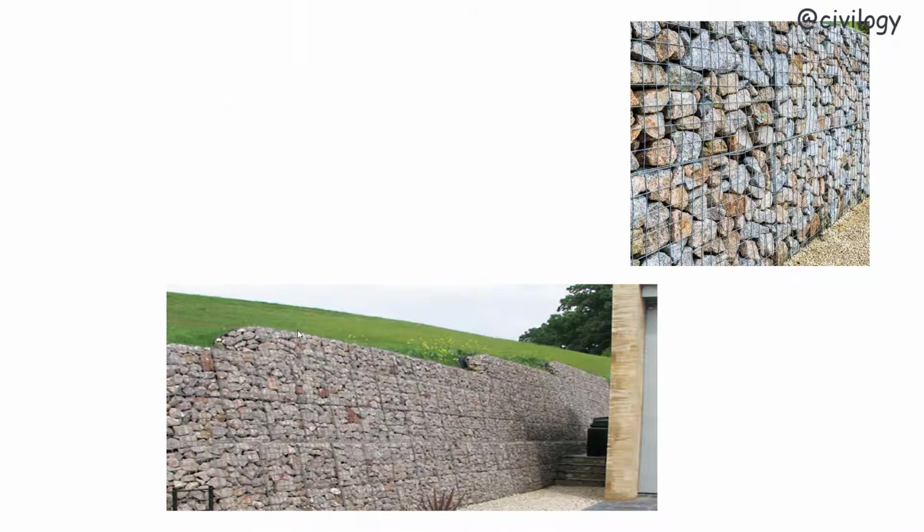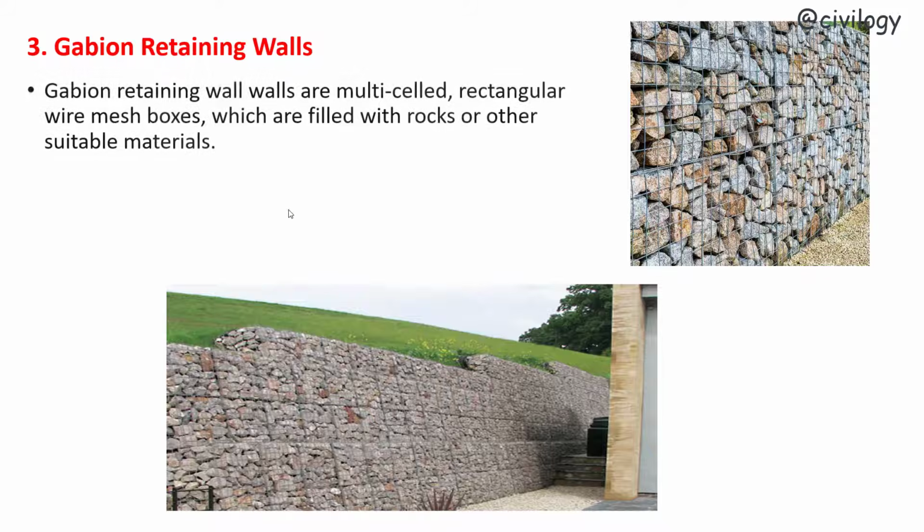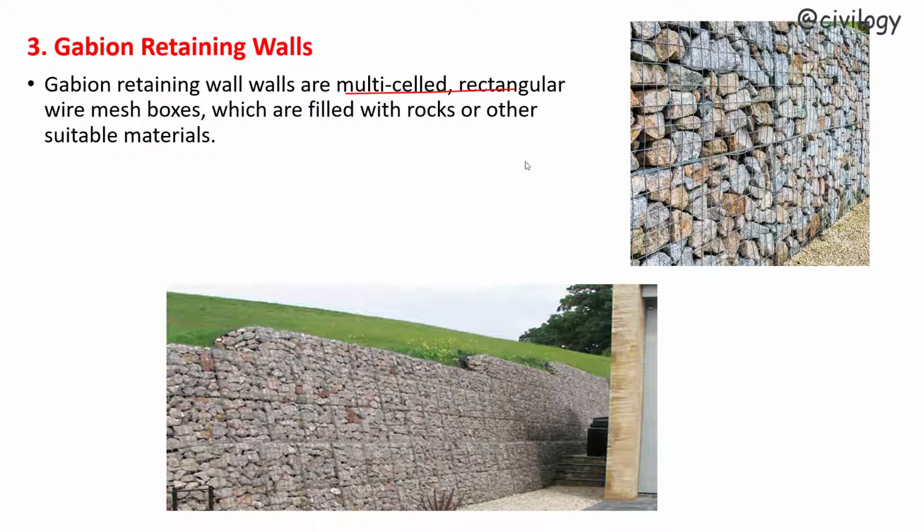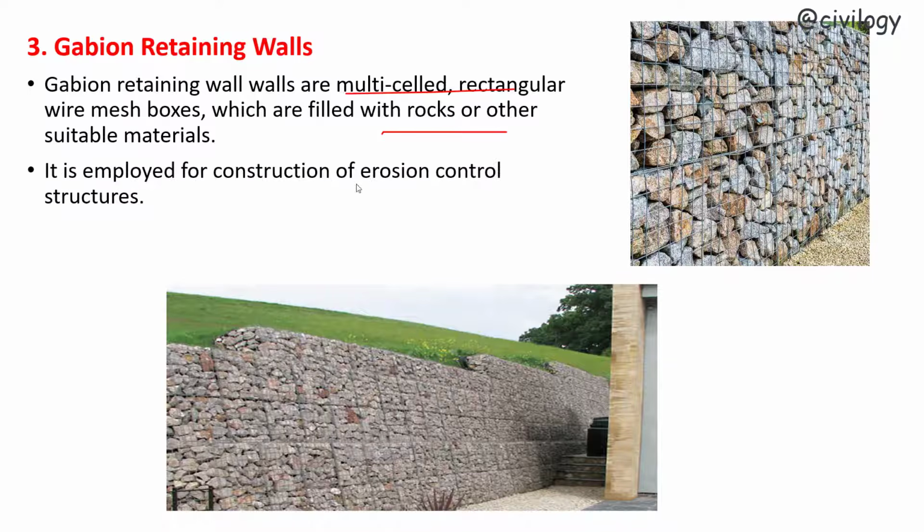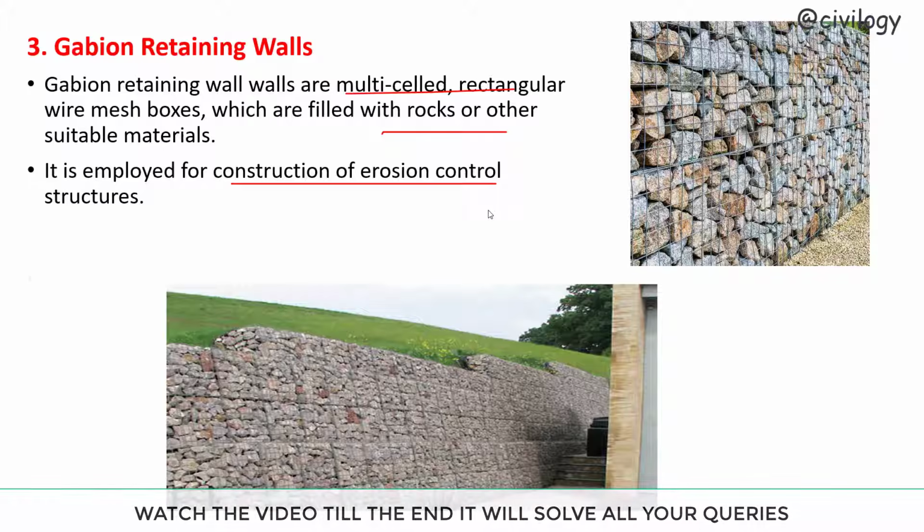Next, gabion retaining wall. These walls are multi-celled rectangular wire mesh boxes which are filled with rocks or other suitable materials. It is employed for construction of erosion control structures. It is also used to stabilize steep slopes.